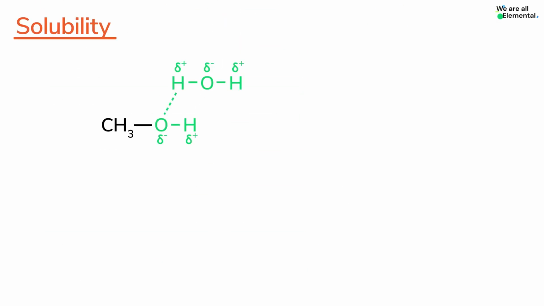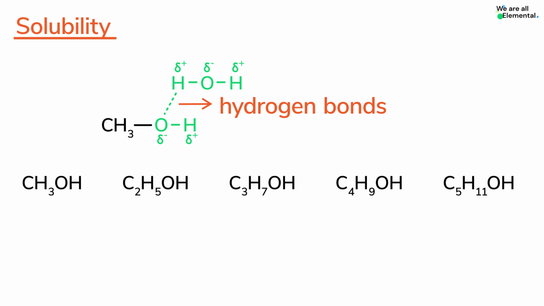Regarding solubility of alcohols, lower alcohols such as methanol, ethanol, and propanol are soluble in water because they can form hydrogen bonds with molecules of water. But as the non-polar alkyl group gets longer, the solubility decreases because it hinders the formation of hydrogen bonds.